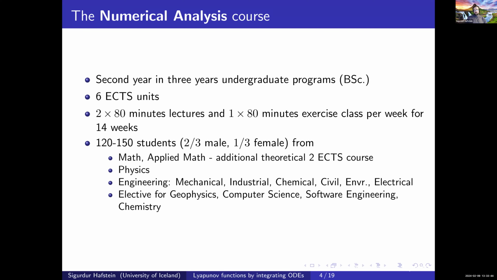This course has 120 to 150 students, 2/3 are male, 1/3 female, and they are either studying mathematics or applied mathematics, and these actually get an additional theoretical course where we prove more or less all the results of the course, the methods. Then we also have students of physics, but the mass of the students are actually engineering students: mechanical, industrial, chemical, civil, environmental, and electrical engineering. But it's also an elective course for geophysics, computer science, software engineering, and chemistry. But most of the students are really from engineering.